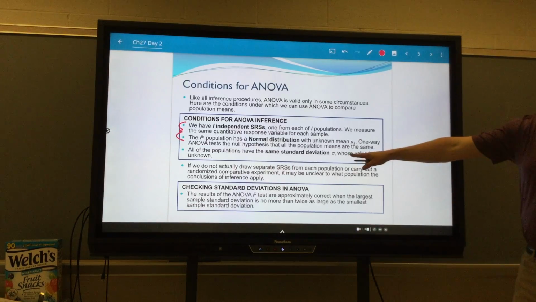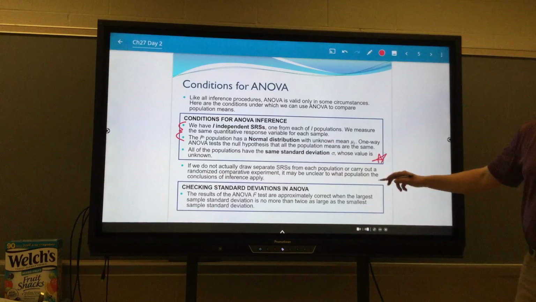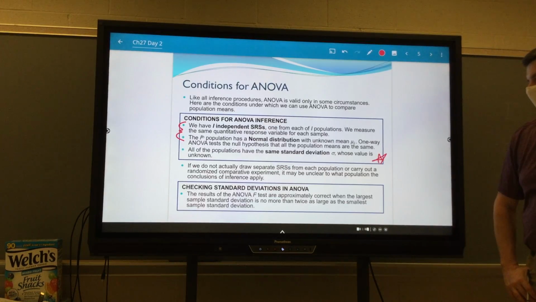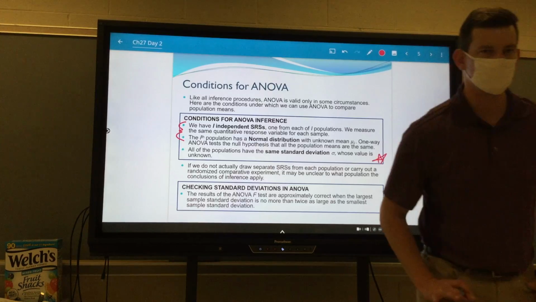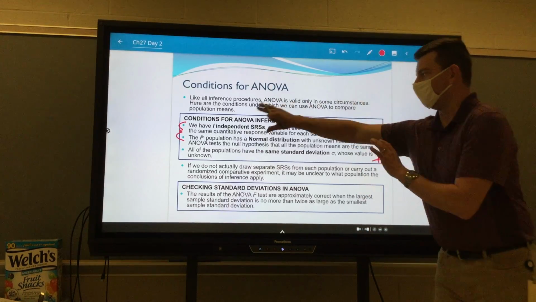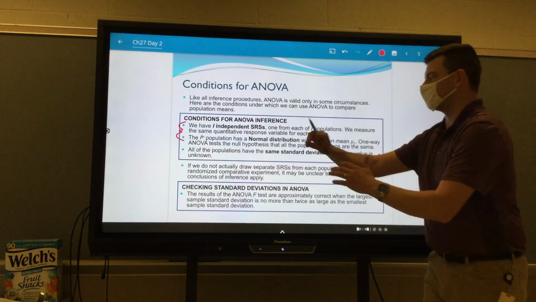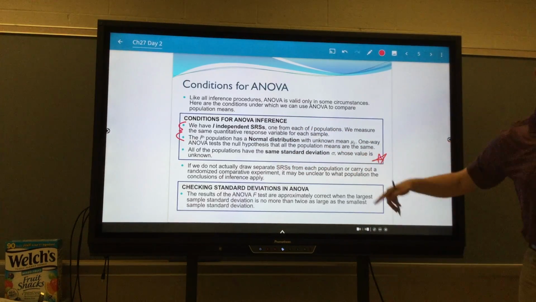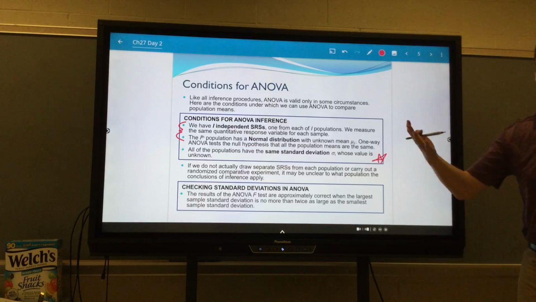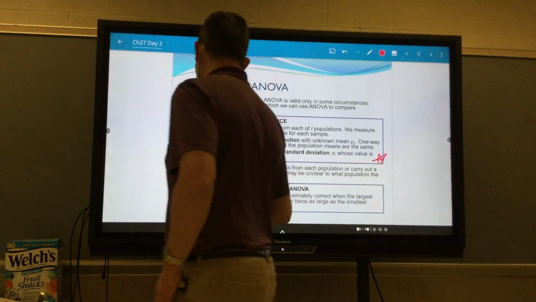The one that is a little bit of a sticking point here is the standard deviation. All of the populations have the same standard deviation sigma, whose value is unknown. Y'all love this language here. It is an important condition that they are all identical, but you don't actually know what they are. Okay, it's so bizarre sometimes like that.